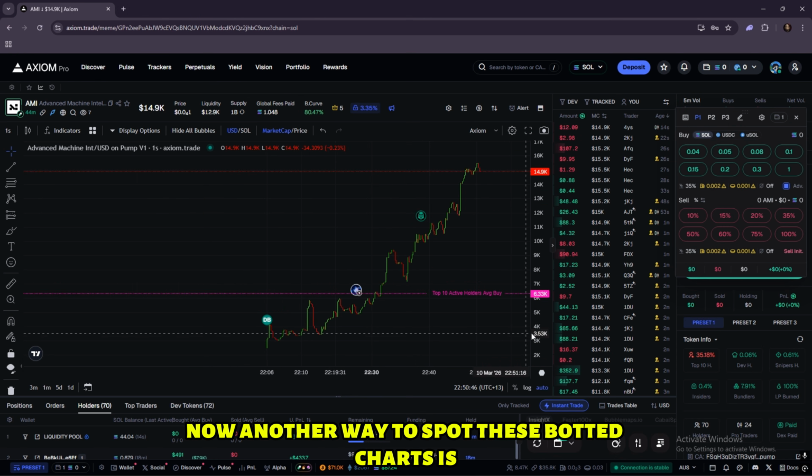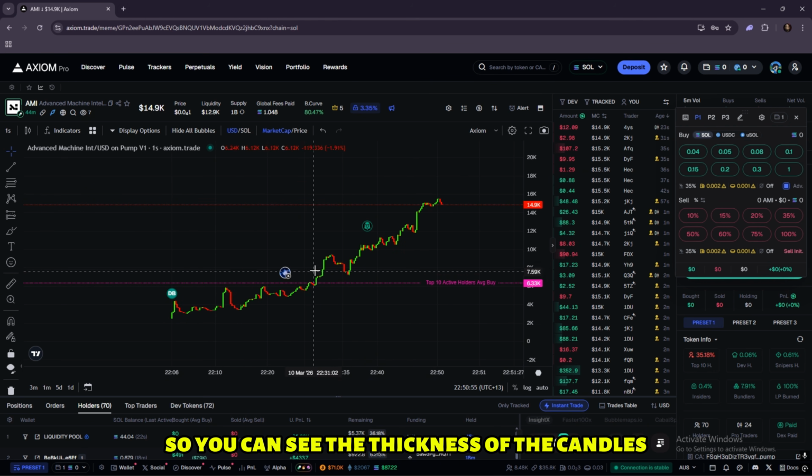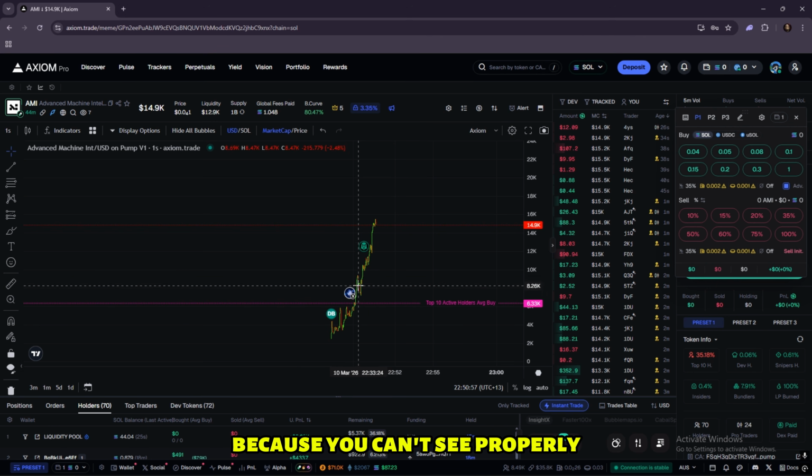Now, another way to spot these botted charts is keep your chart so you can see the thickness of the candles. Don't keep it too skinny like this because you can't see properly.